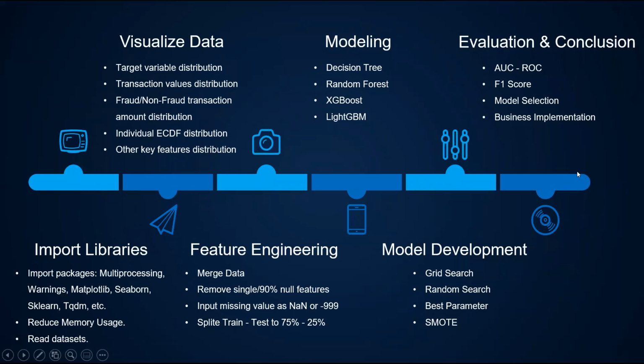Let me introduce the system design. First, we will import our libraries, and then we will visualize our data to see the distribution of our features and the fraud. Then we will do feature engineering to merge all the data and clean unnecessary data to do dimension reduction. We will apply these features to the different models, and we will optimize the model. Finally, we will use different benchmarks to evaluate the models.